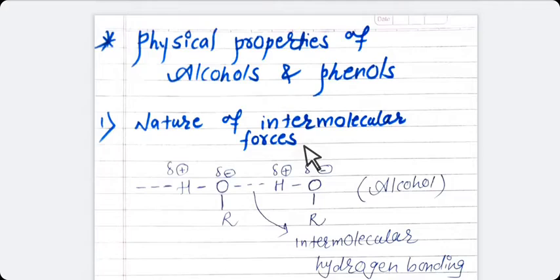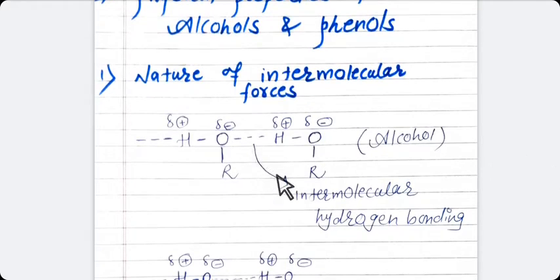Why are these polar molecules? Because of presence of OH group. Students, alcohols and phenols are very polar molecules due to presence of hydroxyl, means OH group. The polar OH groups are held together by strong intermolecular forces, and these forces are nothing but hydrogen bonding. Again listen carefully, students. The polar OH groups are held together by strong intermolecular forces, namely hydrogen bonding.